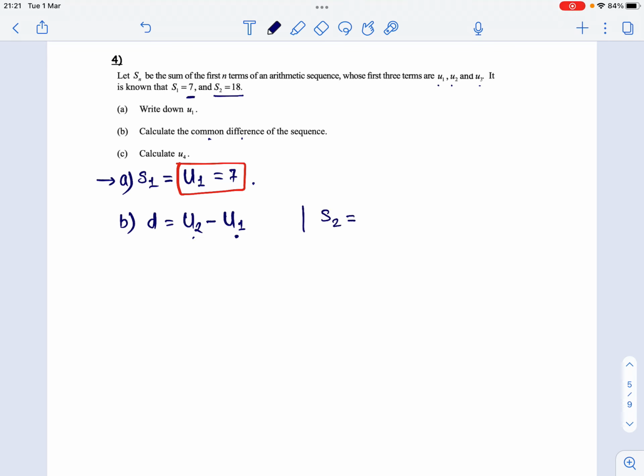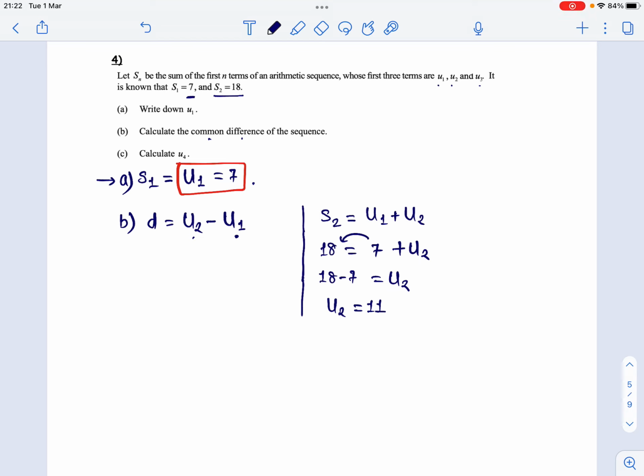S2 is basically the sum of the first two terms. That means first term plus second term. S2 is given as 18. U1 we found out, that is 7. U2 we don't know, we will find out. Take this 7 on this side. 18 minus 7 is equal to u2. So the answer is u2 is equal to 11.